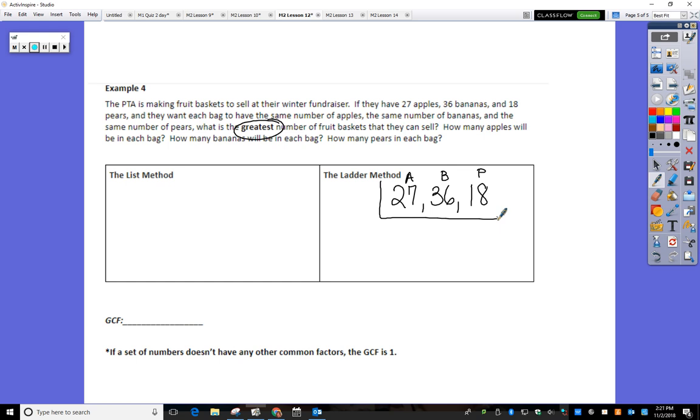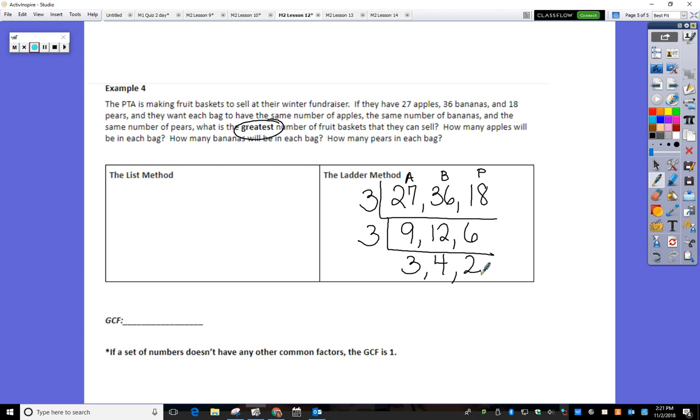Looking at these, I know that 3 can go into each of them. So I would put 3 out here. 3 goes into 27 9 times. 3 goes into 36 12 times. And 3 goes into 18 6 times. Looking at 9, 12, and 6, all 3 of them still have a common factor. They can all 3 still be divided by 3. 3 goes into 9 3 times, 3 goes into 12 4 times, 3 goes into 6 2 times.